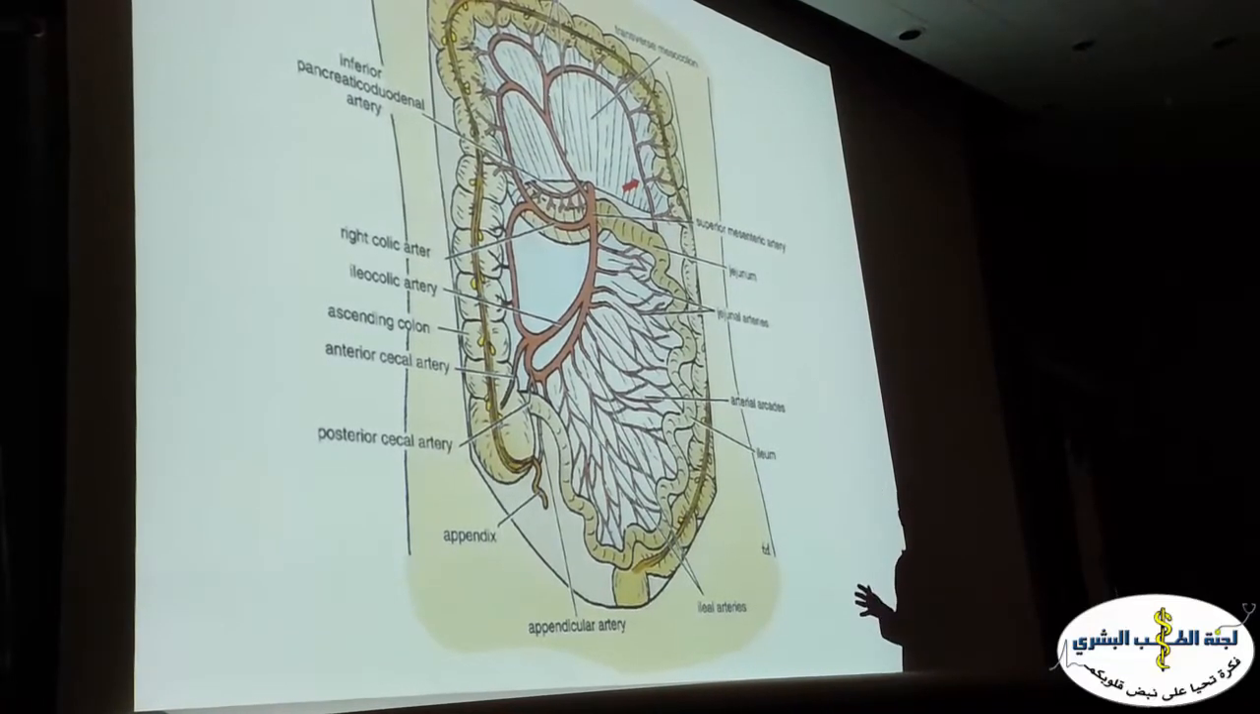Okay? The one anterior and posterior to the cecum, anterior cecal, posterior cecal. One of these 2 will give a branch to the appendix. I would call it the appendicular artery. Which one do you think? Posterior. Why?